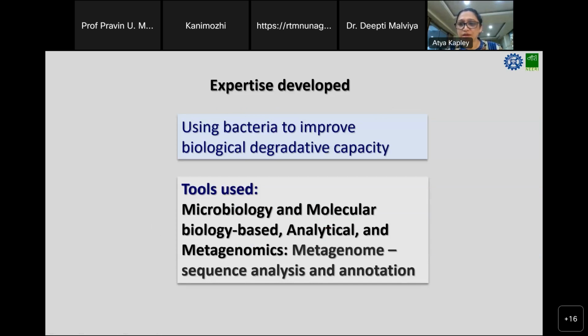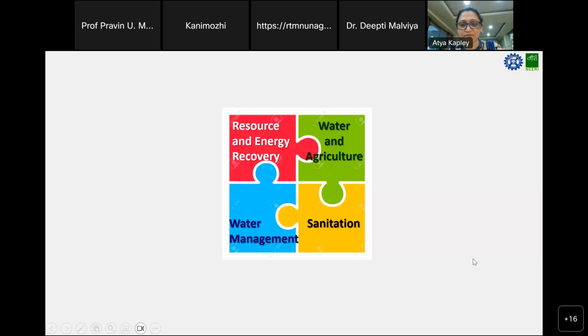So what we do in our lab is try to remediate the water environment. We are a group of biologists, with expertise in microbiology, botany, zoology, and genomics. We combine all these subjects and take help of our engineering faculty, which is also there in NEERI, and try to do a remediation of the environment.